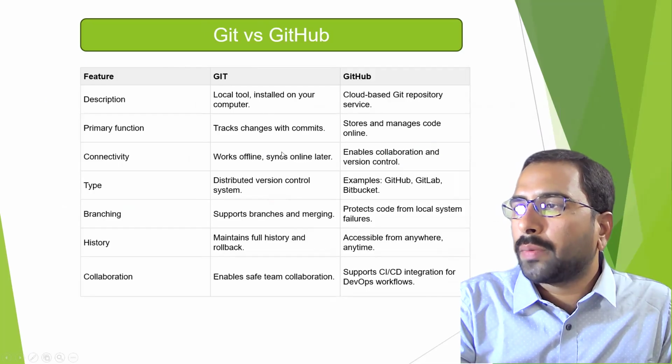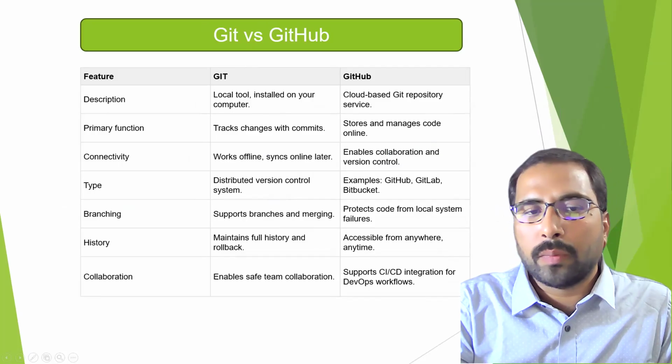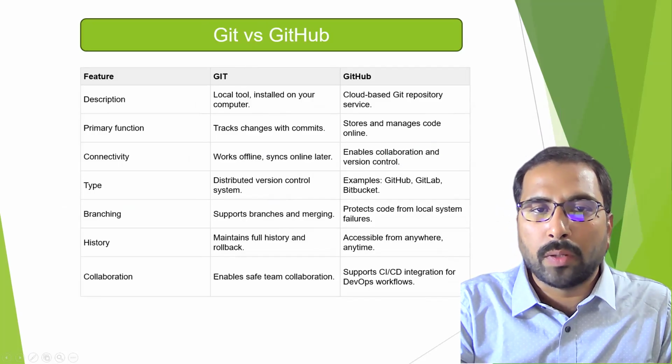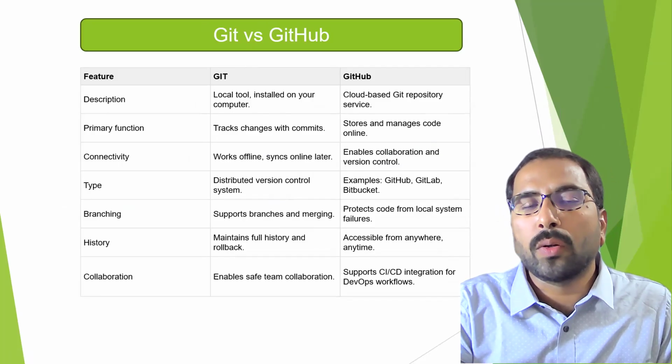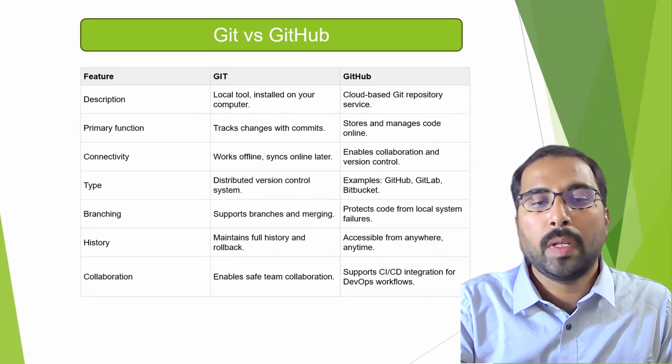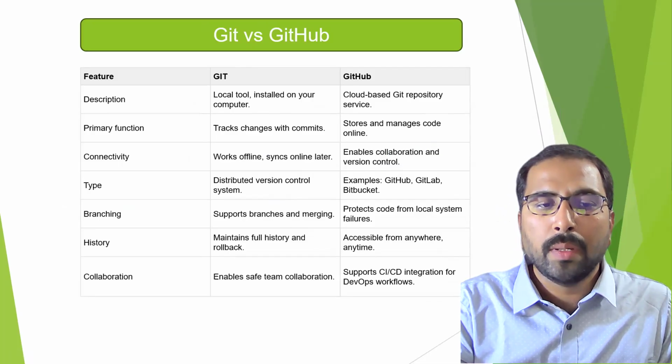So this is the difference between Git and GitHub. Git is installed in your local system, in your developer system. But GitHub is not a tool or a software. It is a cloud service, like a website. A cloud-based GitHub repository service.